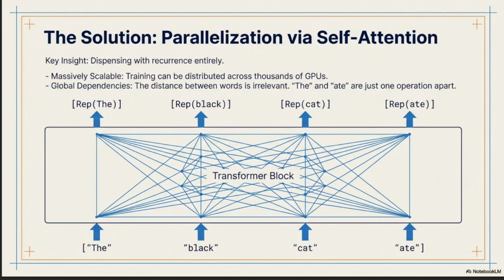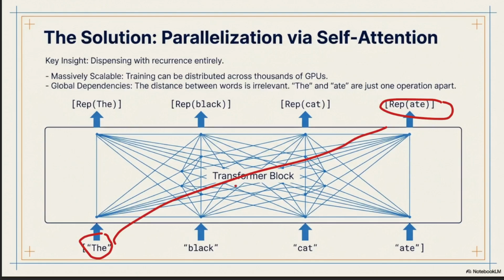So the transformer solves this by dispensing with the recurrence entirely, as you can see in the diagram. Instead of a timeline, we have a block where every input word is connected to every other word instantly. This allows for two things. The distance between "the" and "ate", for example, becomes irrelevant. They are just one operation apart, allowing the model to draw dependencies regardless of the distance.